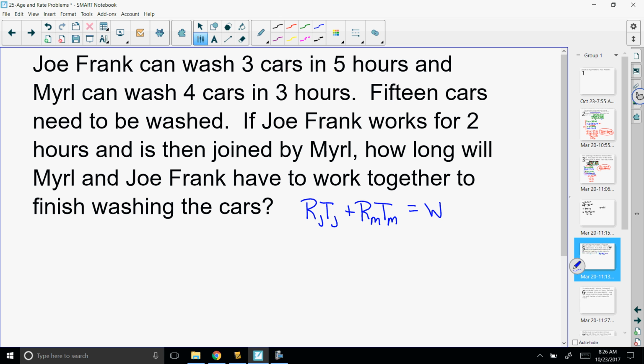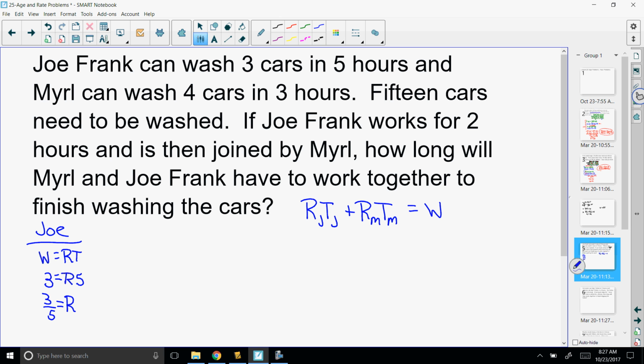Joe Frank can wash 3 cars in 5 hours. What information is given to you there? Correct. And if I want to look at it, I can just say, here's Joe, and I have work equals rate times time. How much work does he do? 3 cars. You don't know his rate, but you know he does it in 5 hours. So what is his rate? 3/5. You're going to get to the point where you can do that without having to set this up right here.